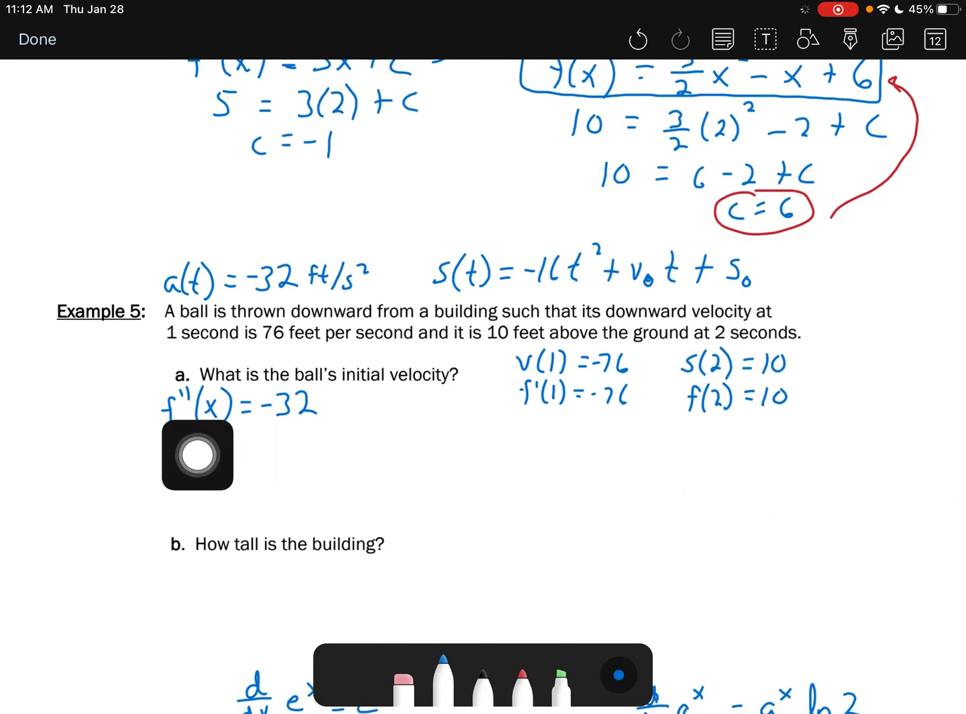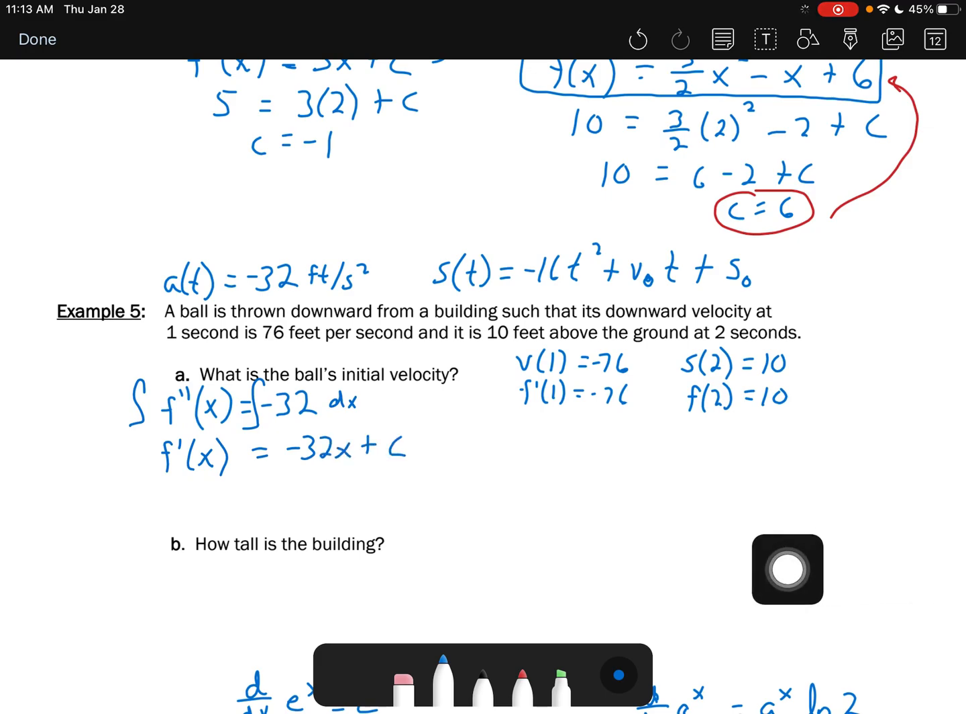So let's start with integrating what I know. They didn't say it, but it's implied that acceleration due to gravity is negative 32. So the second derivative is negative 32, and we're going to integrate on both sides, integrate dx. That brings me down to f prime of x on the left side, and this would be negative 32x plus c. And this is where I need to find my c value. Velocity is the first derivative, and I know f prime of 1 is negative 76, so I can put negative 76, at 1 second there, plus c.